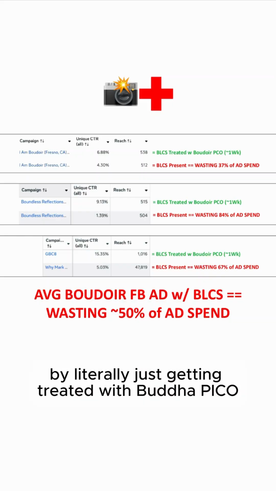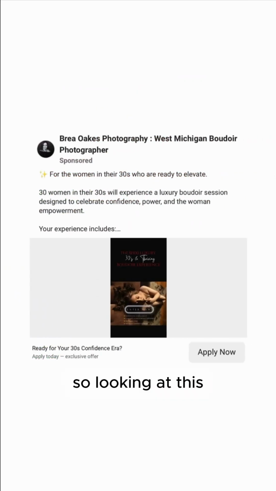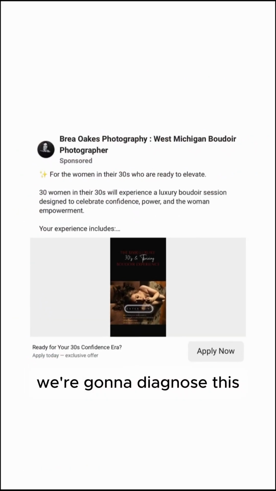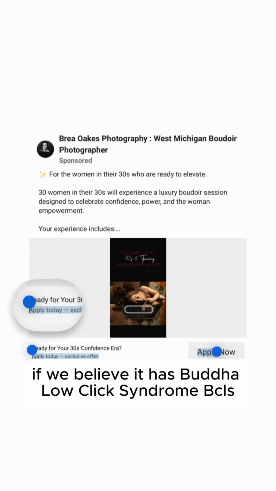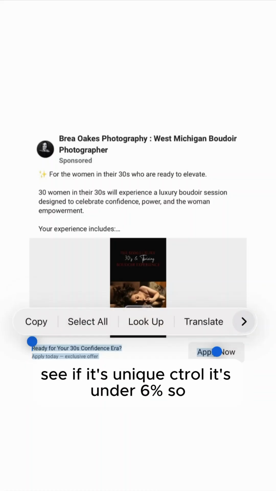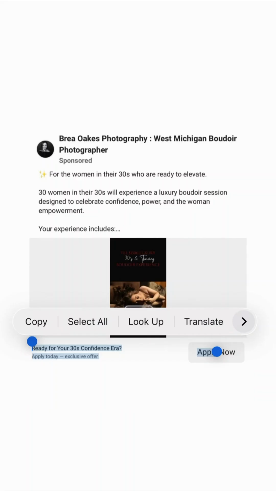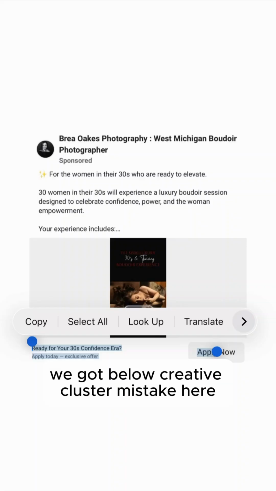So looking at this, we're going to diagnose whether we believe it has Boudoir low click syndrome, BLCS. See if its unique CTRL is under 6%. So, unique CTRL, let's see. We got the little creative cluster mistake here.